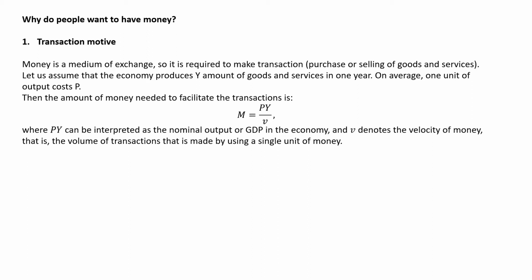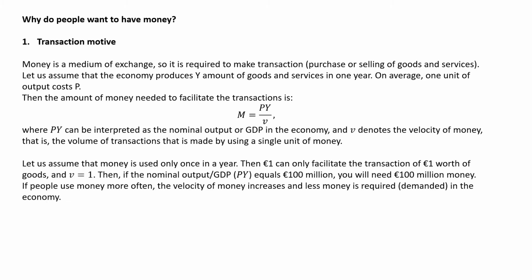So based on this, we can draw the conclusion that the total amount of money which is demanded in this economy to allow for all transactions to happen equals the nominal output or GDP, that is price index times real GDP, divided by the velocity of money, which is denoted here by V. The velocity of money can be defined as the number or volume of transactions that can be made by using 1 unit of money within a certain period, for example, within a year.